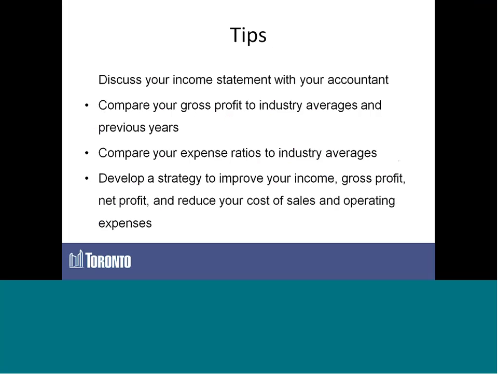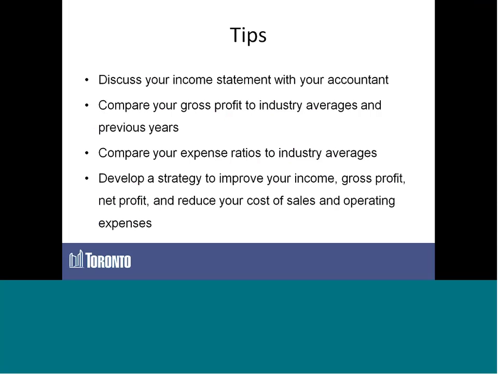Now, here's some tips for you. As I mentioned earlier on, discuss your income statement with your accountant every year. Compare your gross profit to industry averages, okay? So you look at industry averages and see how we're doing. Also, compare your gross profit to previous year. So how are we doing relative to last year and the previous year? If we notice that our gross profit percentage is coming down, well, we can do something about it.